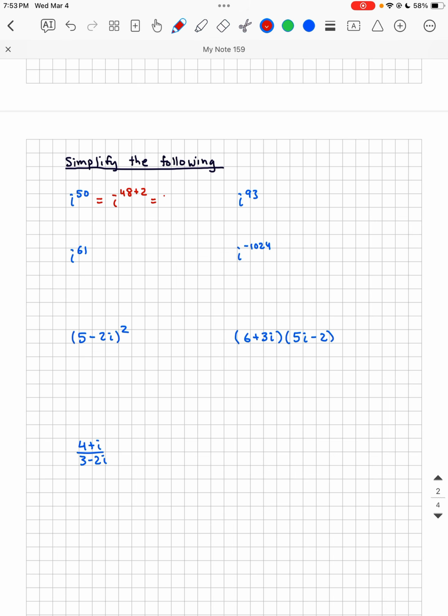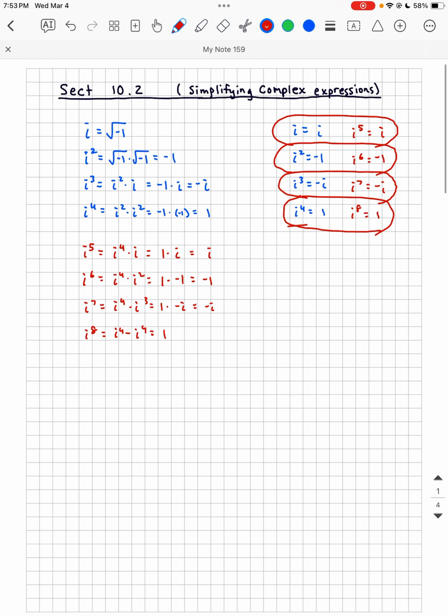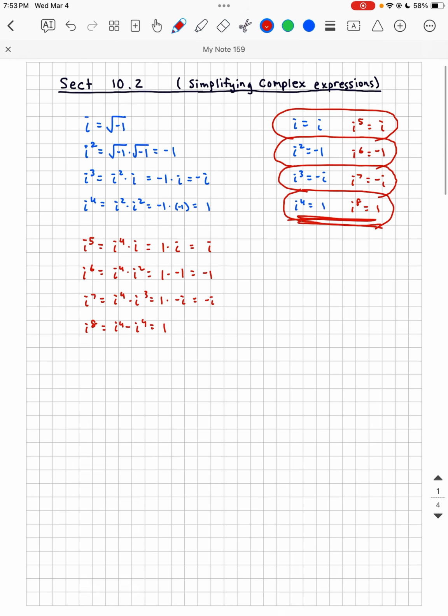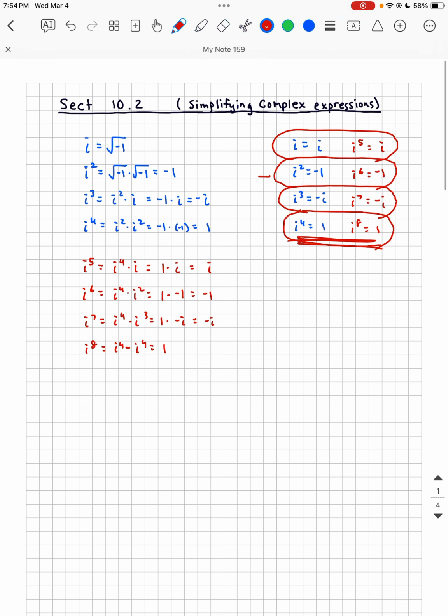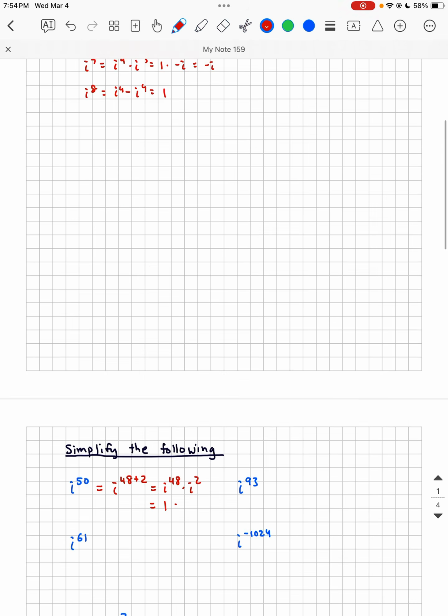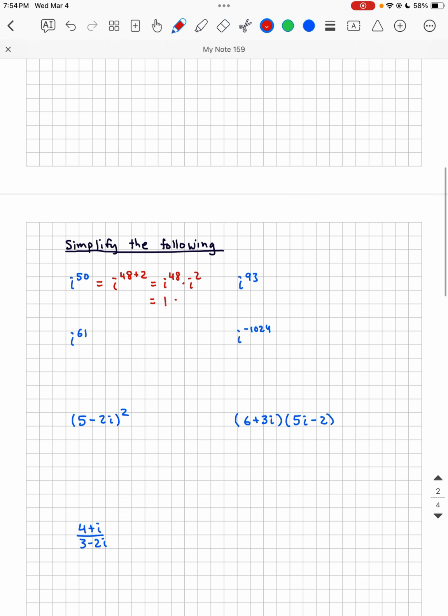If I now write this out, that's going to be i to the 48th multiplied by i squared, and that i to the 48th is the same thing as 1, because as we said earlier, anything that is a multiple of 4 in the exponent is equal to 1 for i. Whereas i squared, going back to it one more time, is equal to -1, because that's a remainder of 2. So put it all together, the answer is going to be equal to -1.